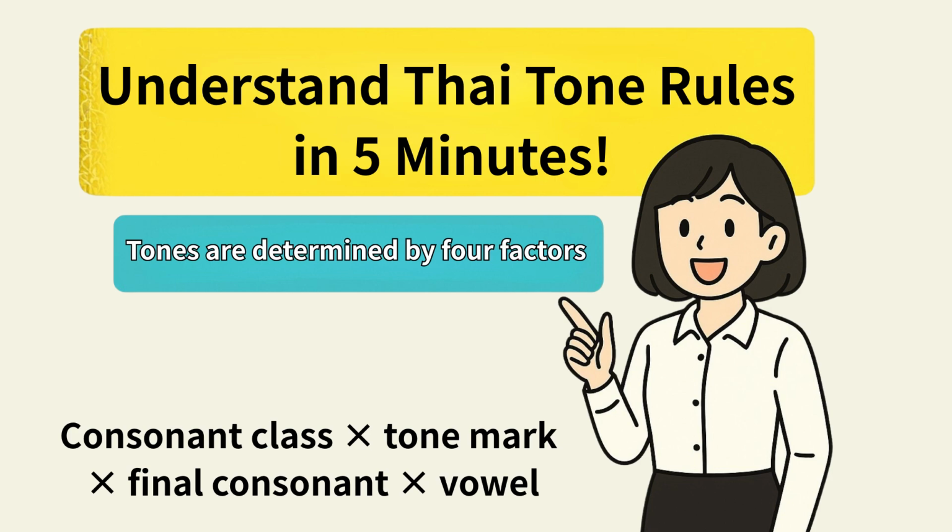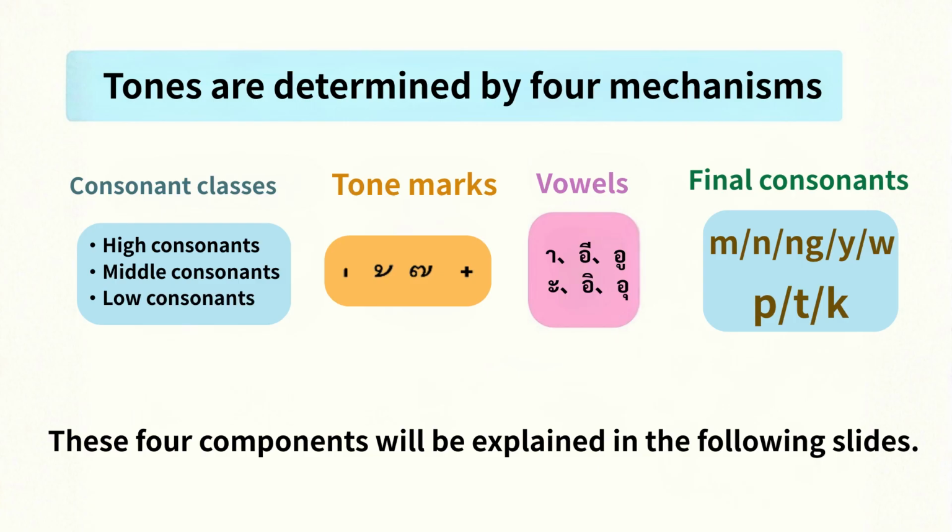Now, let's take a closer look. Thai tones are determined by 4 key elements. First, the consonant class. There are 3 types: high class, mid class, and low class consonants. Next, the tone marks, 5 different marks that affect the tone. Then, the vowel length. Whether the vowel is long or short changes the tone pattern. And lastly, the final consonant.